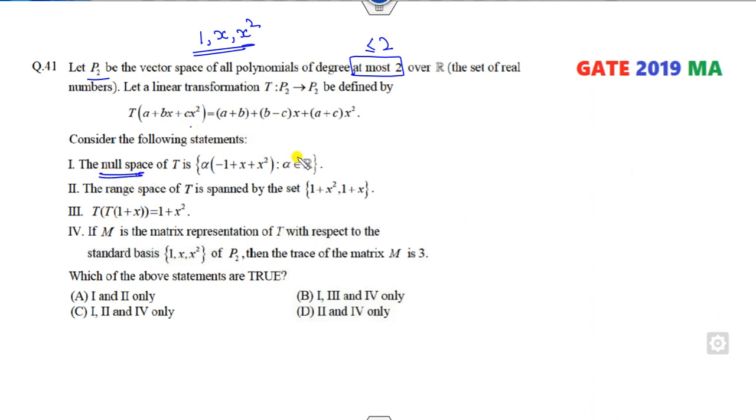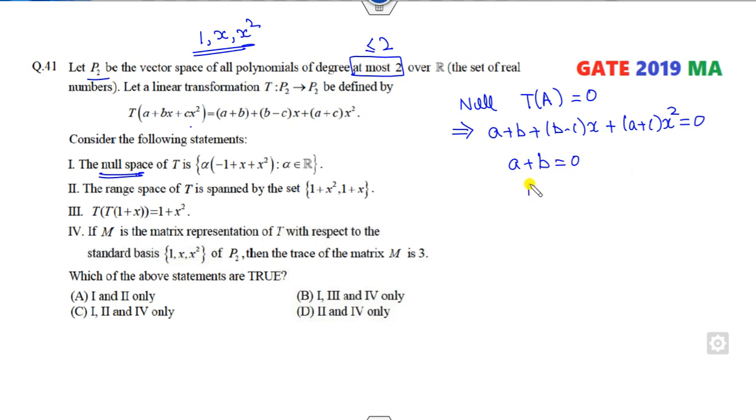Null space. What is the null space? T of A is my 0. That's my null space. There is no need to solve this problem. The first method is you can write this value B minus C plus A plus C x square is equal to 0. Equate the coefficients on both sides, and you can solve this. You will check whether this is the form or not. But there is a very simple shortcut for you, instead of solving in this manner.